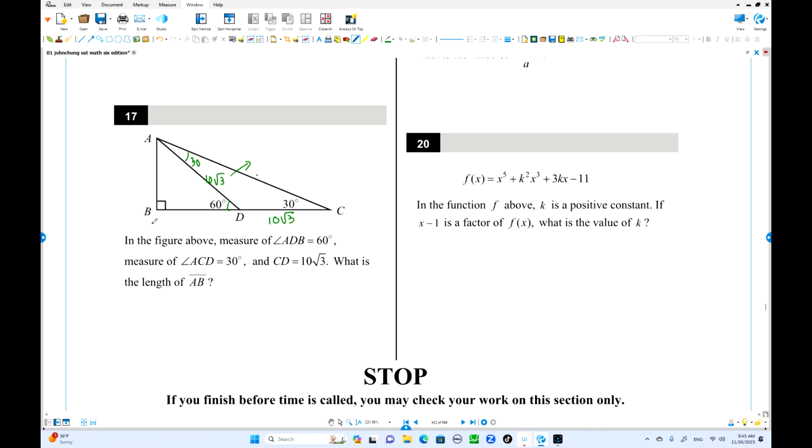But this is a special right triangle, 30, 60, 90 degrees. This is 10 root 3. This is half of that, 5 root 3. This one is what? 5 root 3 times another root 3, right? 2s, s root 3, okay? So when you simplify this one, 15 is the answer, okay?